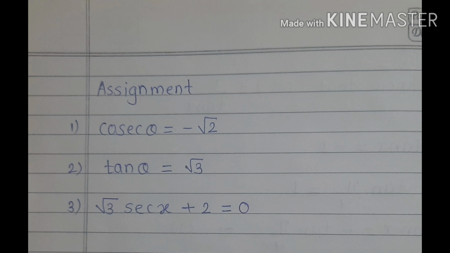Now all of you are familiar with trigonometric equations and their principal solutions. You know how to find the principal solution. So in the given assignment, you have to find the principal solution. The first, cosec theta is equal to minus root 2. Second example, tan theta is equal to root 3. Third example, root 3 sec x plus 2 is equal to 0.